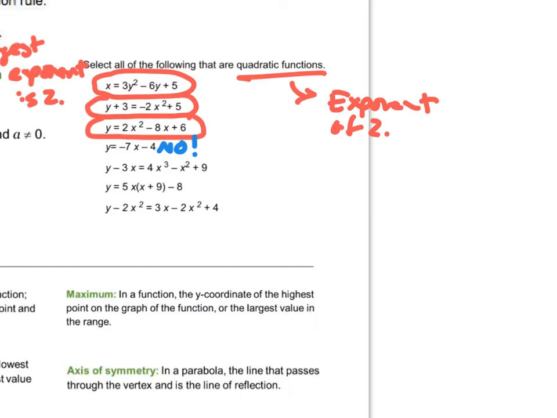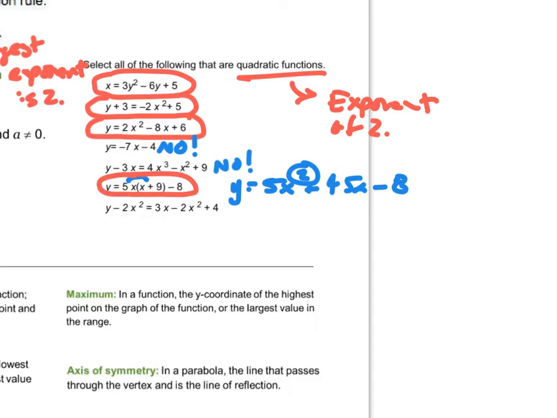On the next one down, y minus 3x is equal to 4x cubed minus x squared plus 9. Because of the 4x cubed, my exponent is a 3, so this is not a quadratic. This is something else, so no. On this next one, y equals 5x times the quantity x plus 9 minus 8: if you multiply out the 5x and the x, you get y equals 5x squared plus 45x minus 8. Because we have a largest exponent of 2, yes, this is a quadratic.